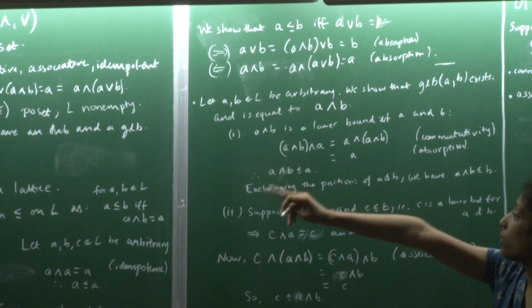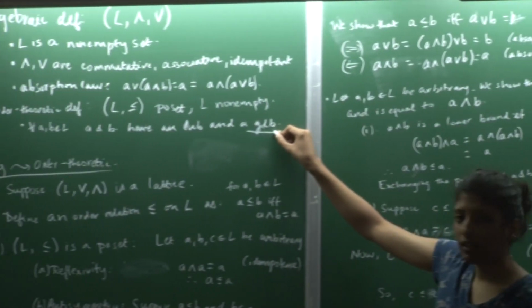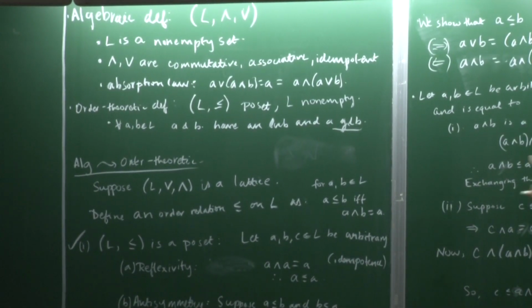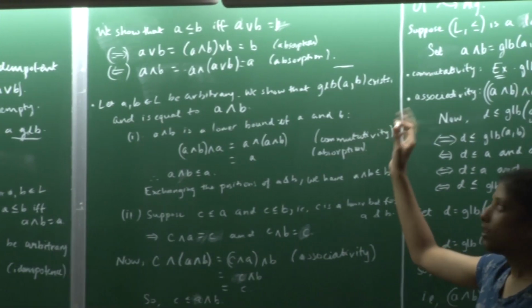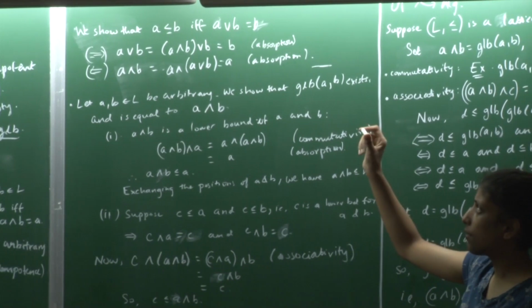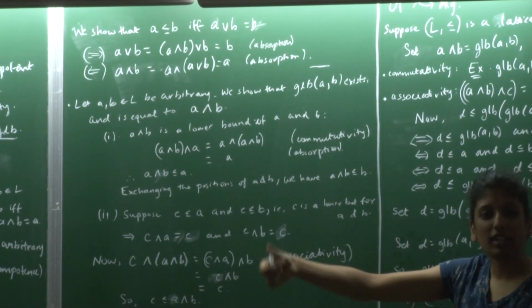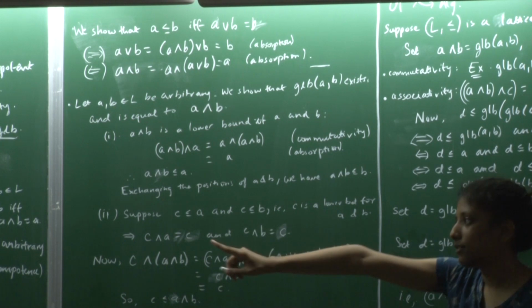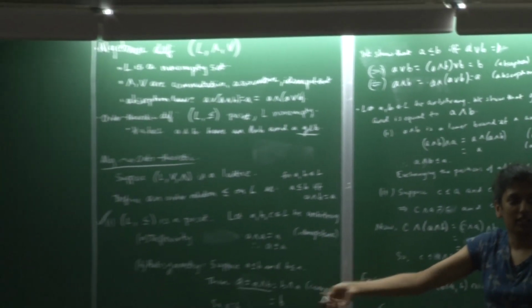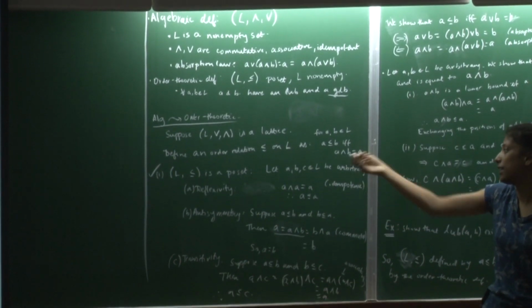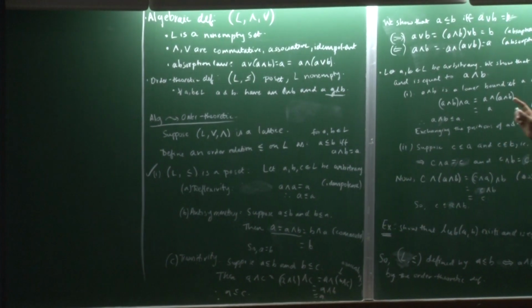We will show that for every pair of elements, a greatest lower bound exists. We'll show that first. So let's suppose you have two elements A and B, arbitrary. So what is our candidate for GLB? We take A meet B, which is the notation you use for order-theoretic definitions. So that should give you a hint that you probably want this to be your GLB.